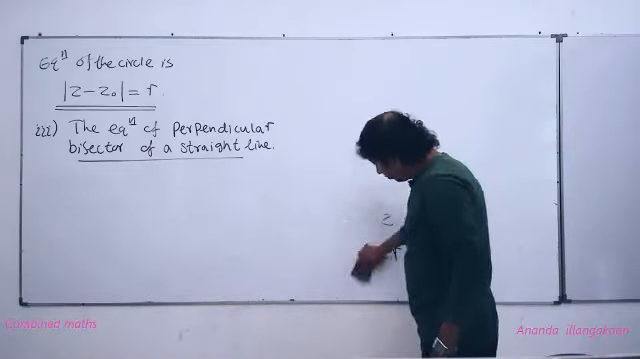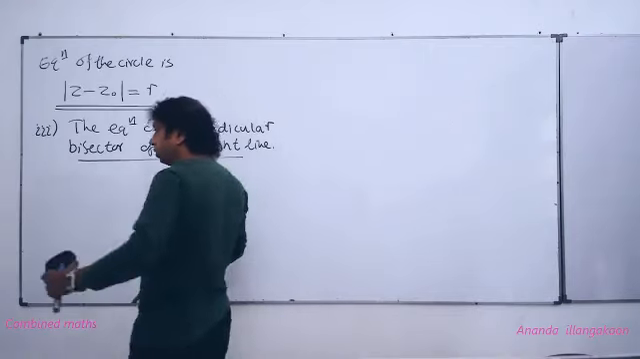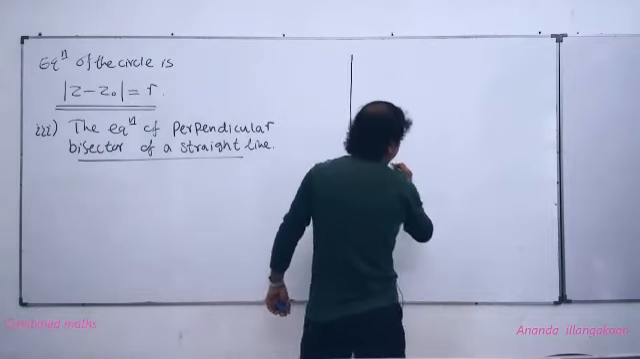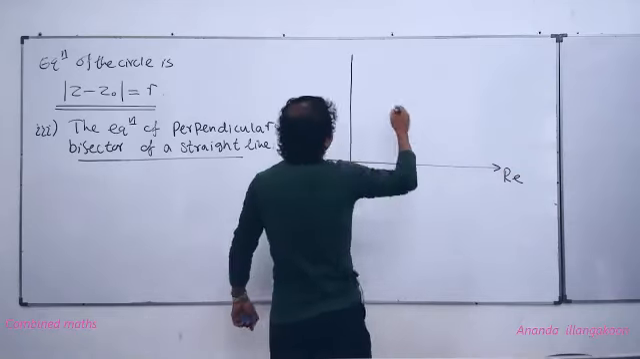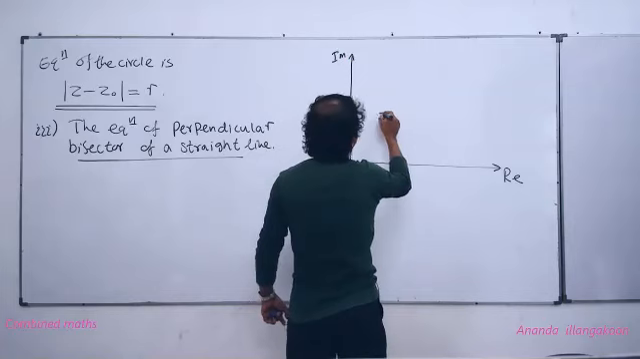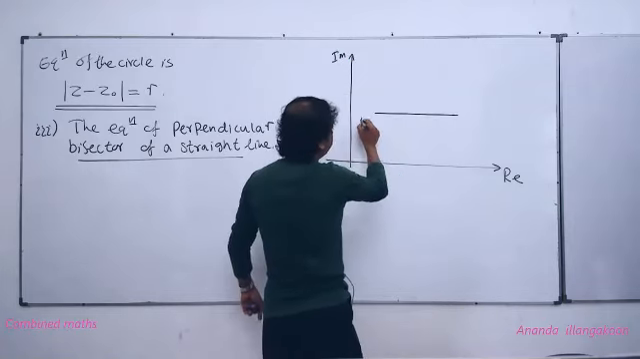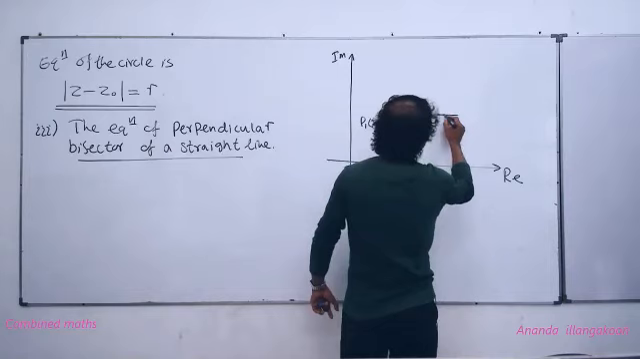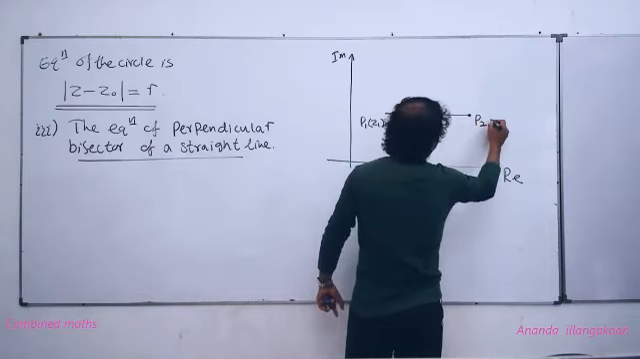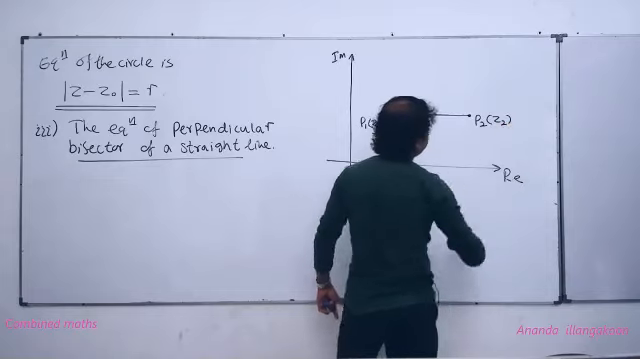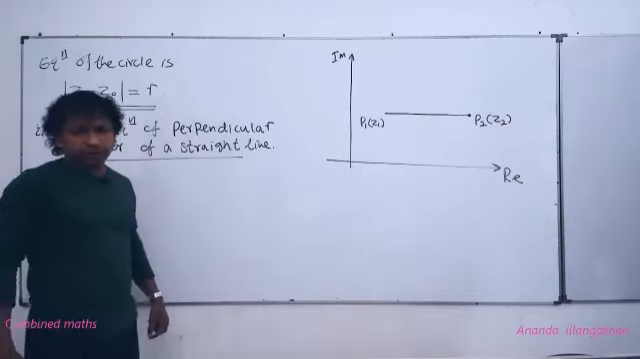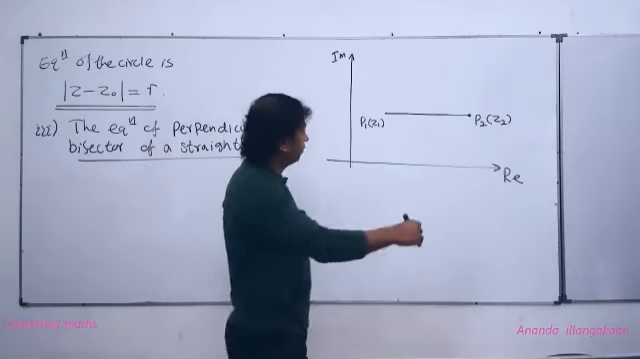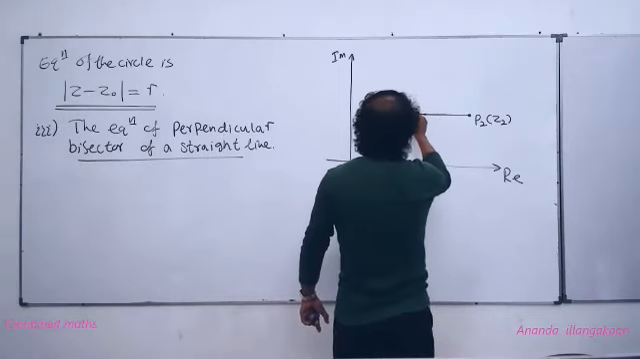Right now, suppose we have a straight line segment on the Argand plane like this. Real axis, imaginary axis. Suppose this is the line segment. This point P1 represents the complex number Z1. This point, suppose P2, represents the complex number Z2. Now this P1P2 is a line segment. The perpendicular bisector means what, people? Suppose the midpoint is this. This end is being equal.